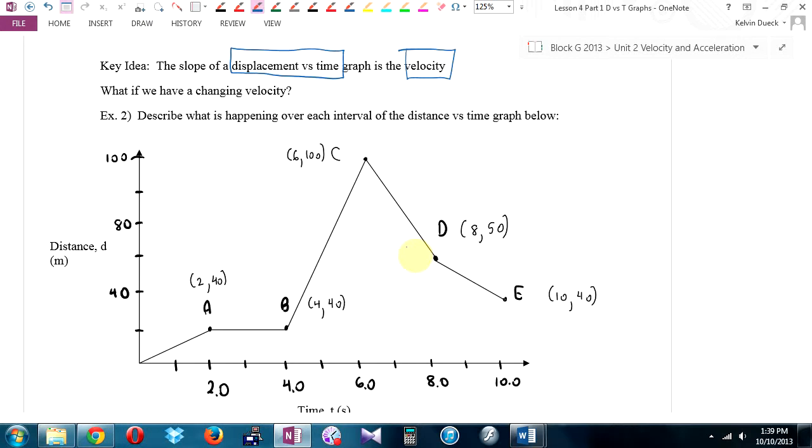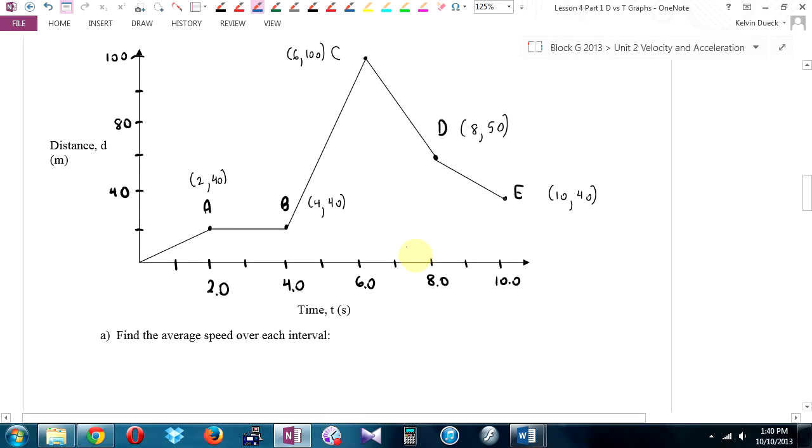Increasing. And this is where, Michael, I think I can come back to you and I can say, what about in section C and D? What's happening to your displacement, your distance from the origin? I think it's decreasing. Yes? I think you're traveling backwards, which does have a directional component. And D and E still decreasing, but not as fast. In fact, I said, describe what's happening over each interval.